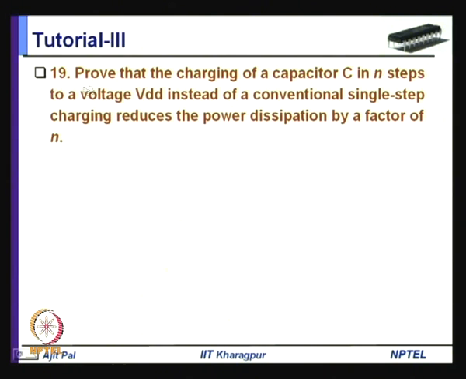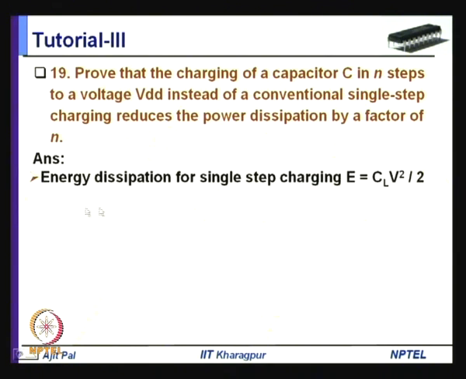Then question number 19 was, prove that the charging of a capacitor C in n steps to a voltage VDD, instead of a conventional single step charging, reduces the power dissipation by a factor of n. Whenever the charging is done in one step, as you know, the energy that is dissipated is CL V square by 2, where V is the voltage.